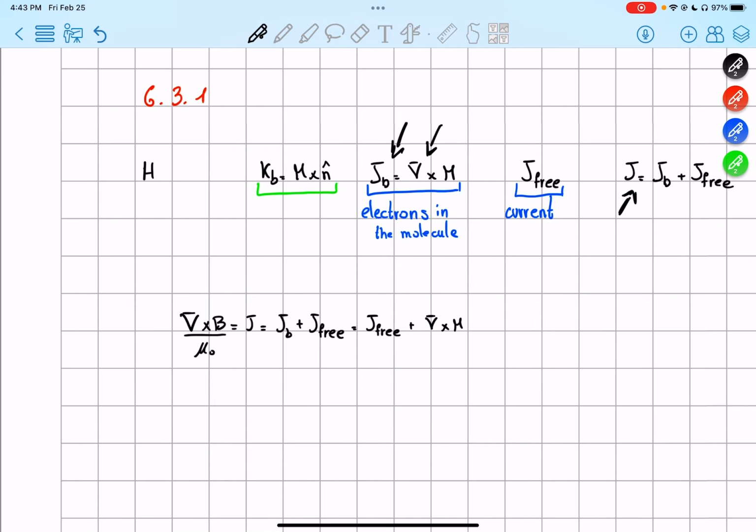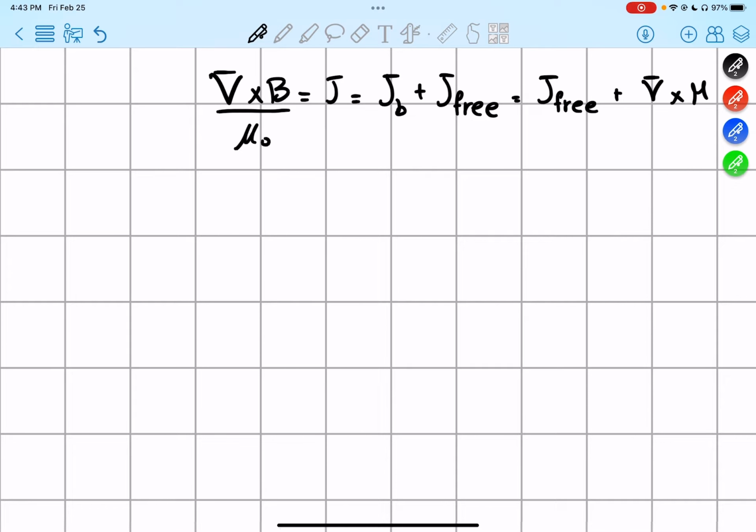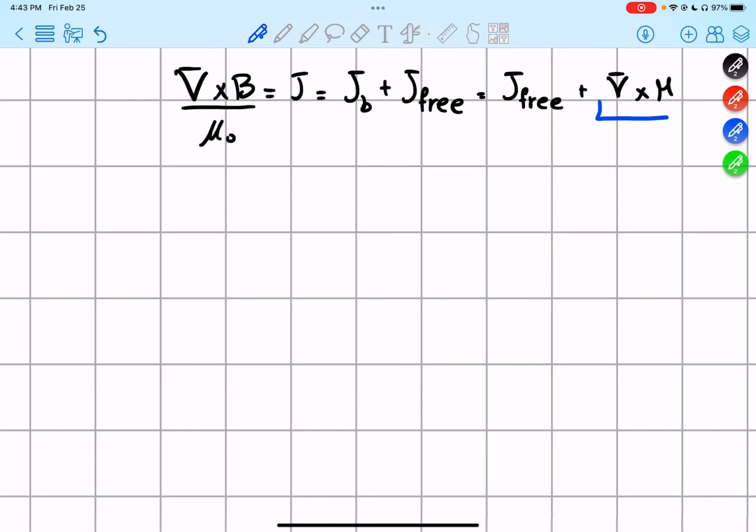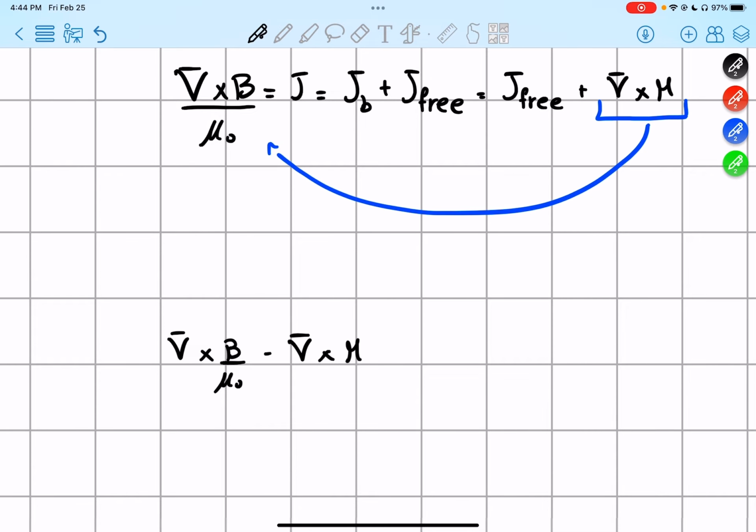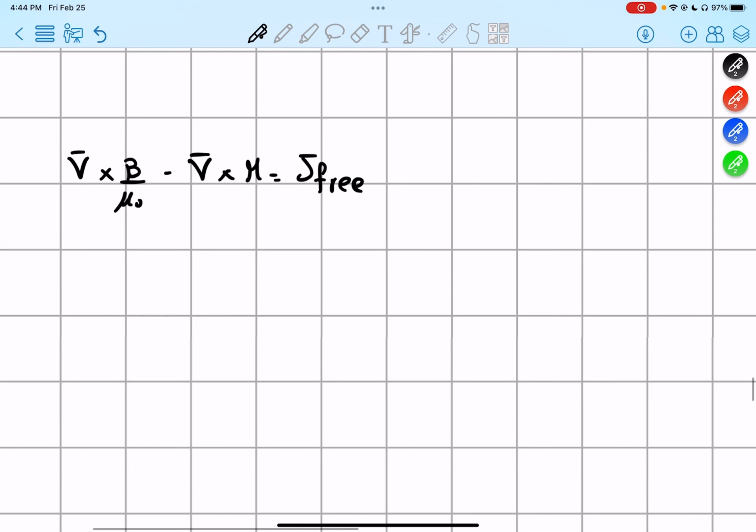Okay, and so we can say that if we collect the curl, so we take this part over here on the left, we're going to have the cross product with B. So I'm just going to put it over here, because of the product rules, we know we can put it there. Minus the cross product with M is equal to J free. Or if we collect the del cross, we're going to have del cross with B over mu naught minus M is equal to J free.